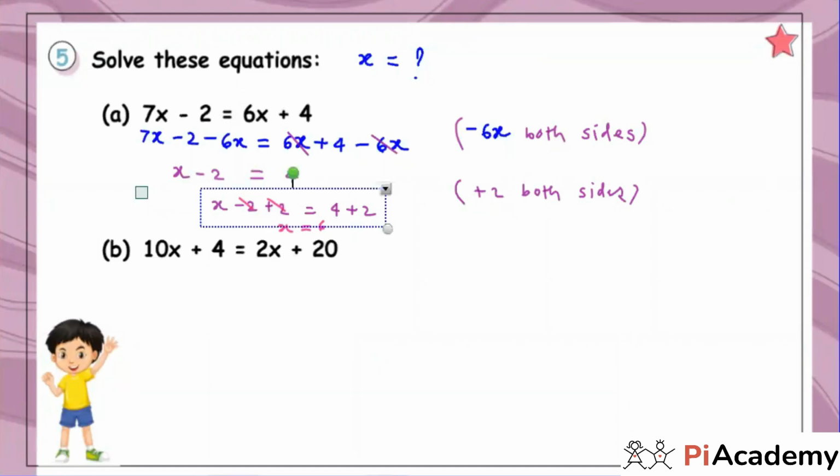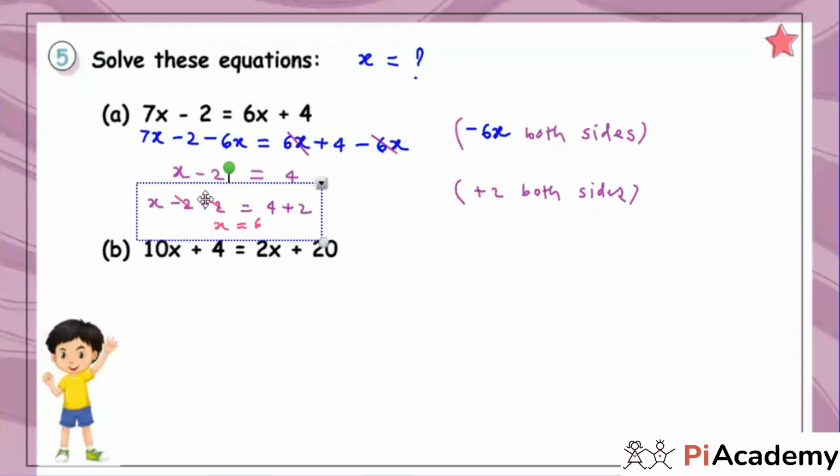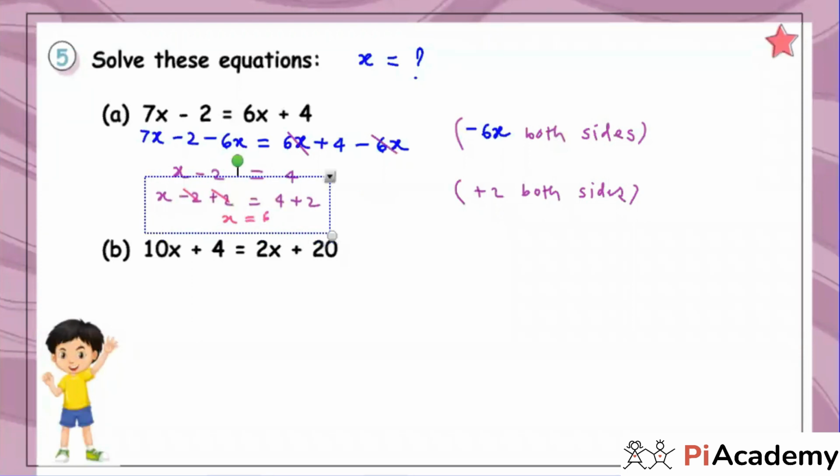Let's move on to question number 2, and you can check whether your answer is correct or not. So that is 10x plus 4 equals 2x plus 20. As you can see, I'm going to follow the same method. 2x is what I don't want on the right hand side, because we have decided variable on the left hand side.